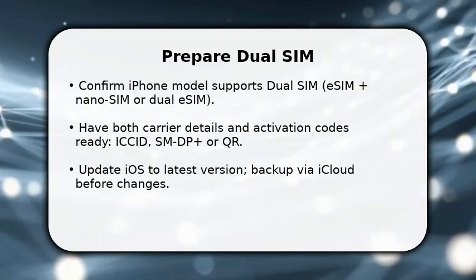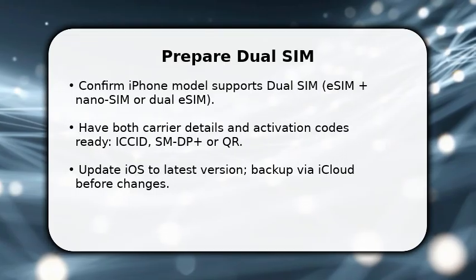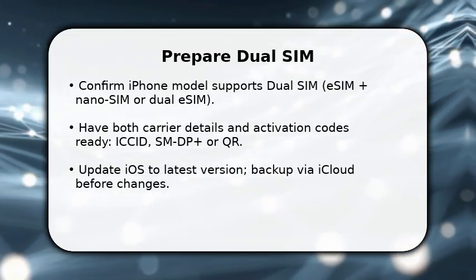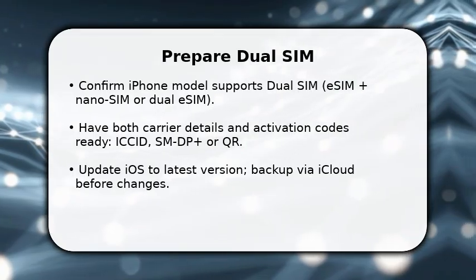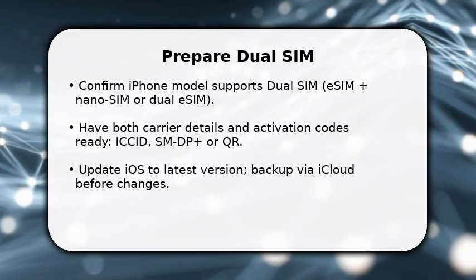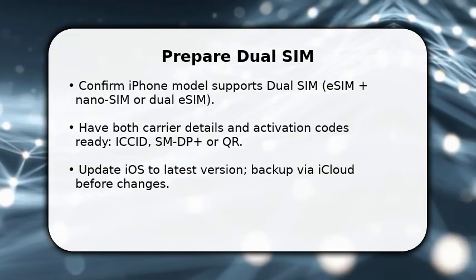You start by confirming your iPhone supports two numbers. That matters because setup differs by model. Once done, collect both carriers' activation info, ICCID or QR, and any PIN. Make sure iOS is updated and you have an iCloud backup.